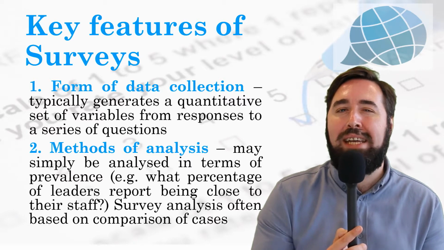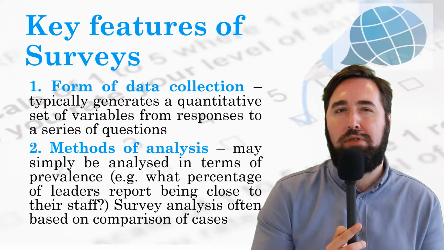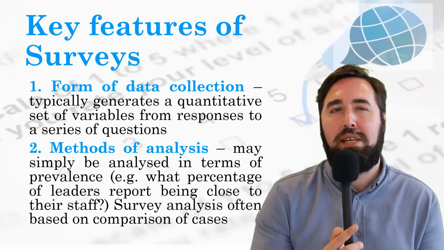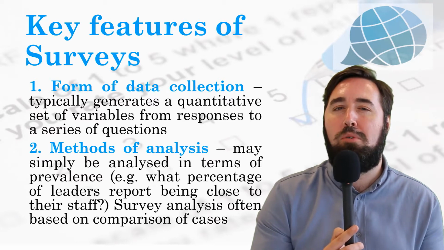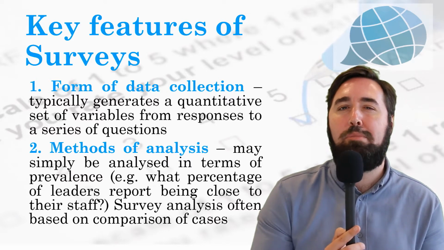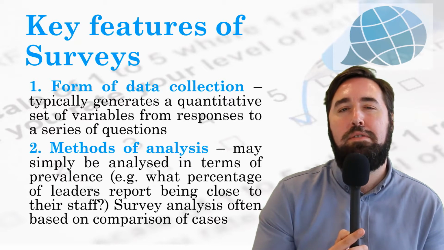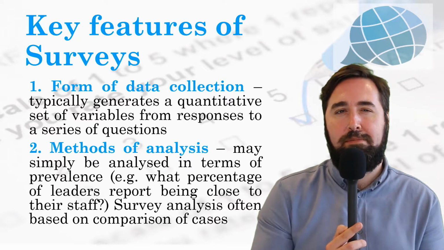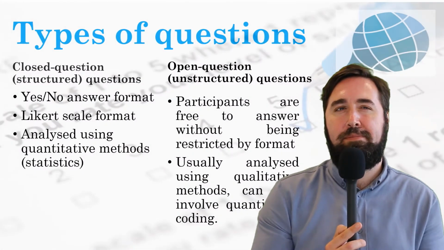And when it comes to analyzing that data, very often you're talking about the prevalence of a particular issue. So for example, what percentage of leaders report being close to their staff. Now remember, once you get over 50 respondents, then it means you can start talking about prevalence in terms of percentages. 75%, 50%, 25%. And this really allows you to compare different cases.